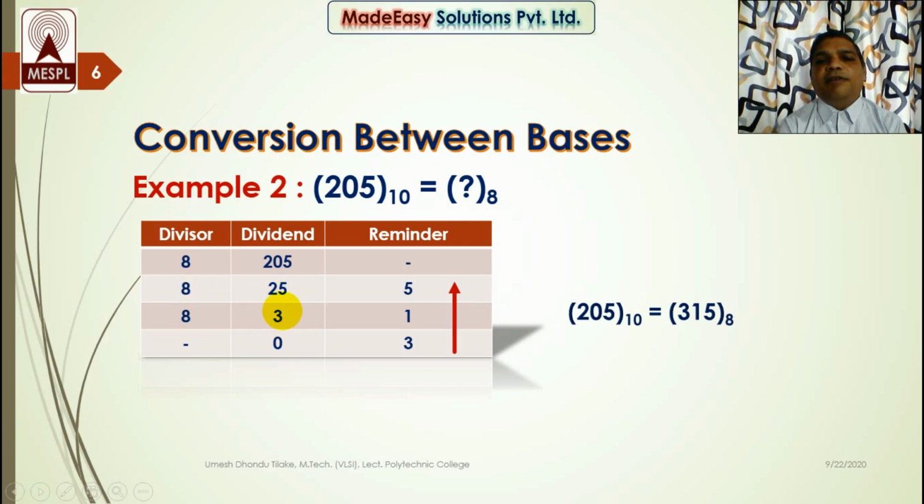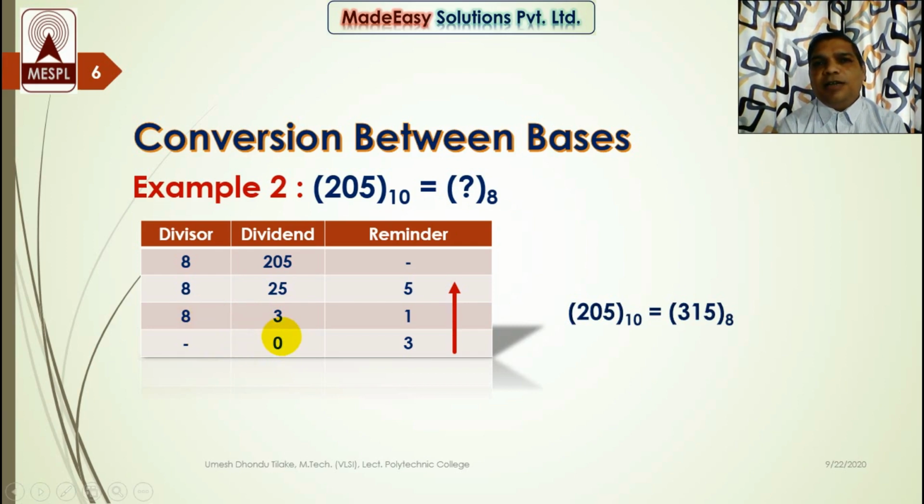So 8 3s are 24. 24 subtracted, we got remainder as 1 and 3 as a quotient. So we have got a non-zero quotient, so continue the process. So 3 divided by 8. Now here 3 is less than 8, so we cannot divide it. So we take quotient as 0.